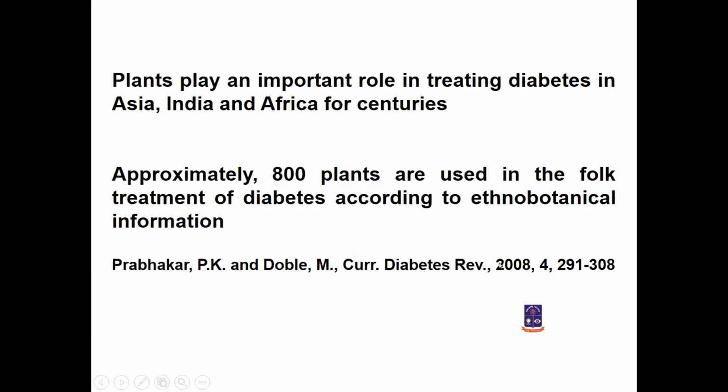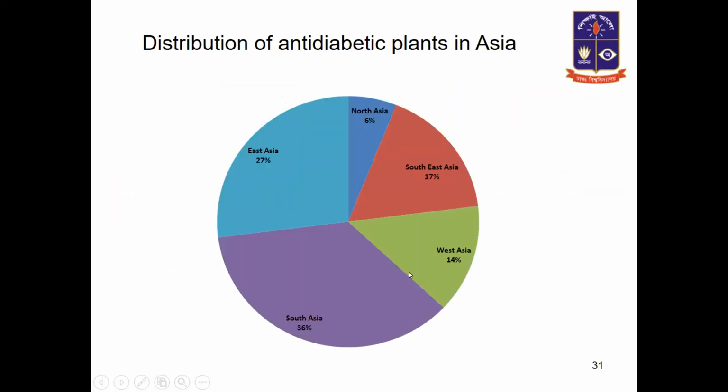So we are looking for active medicinal plants and their principles from anti-diabetic medicinal plants. As we know, plants play an important role in treating diabetes, not only in Asia but also in Africa, and approximately 800 plants are used in folk treatment of diabetes according to ethnobotanical information. It is mentioned in this review paper. In Asia, if we compare different regions, in South Asia, India, Bangladesh, and Nepal, nearly 36 anti-diabetic plants are available.